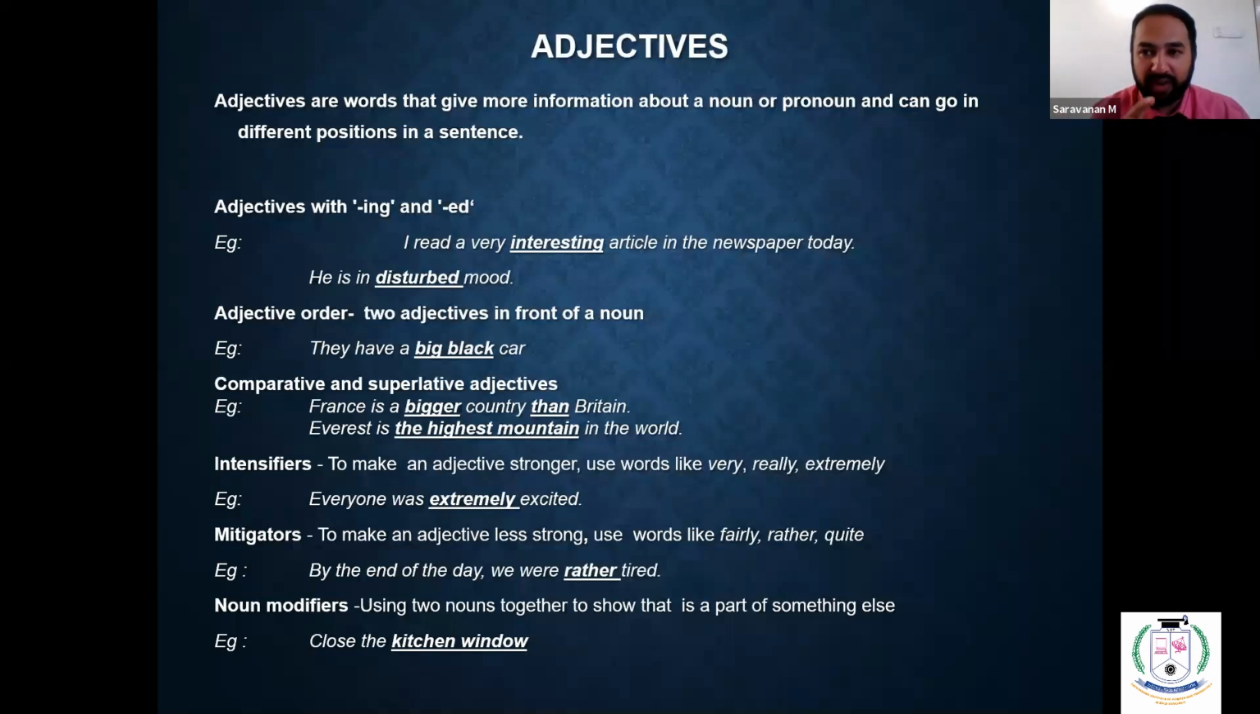We are modifying the noun, that is, the kitchen window. So that is an example that I am giving. With this, I'm completing today's session. When we get the next session, I will complete the remaining. I hope all of you listen to it very carefully.